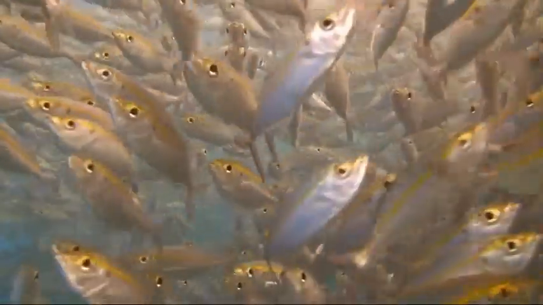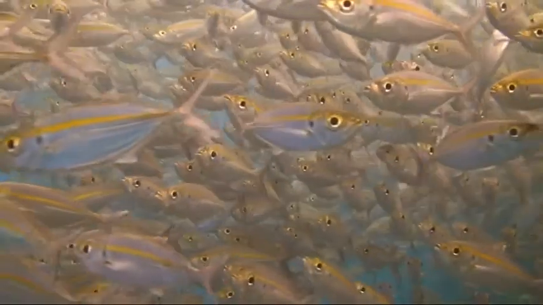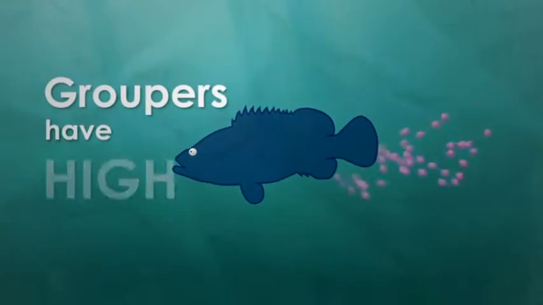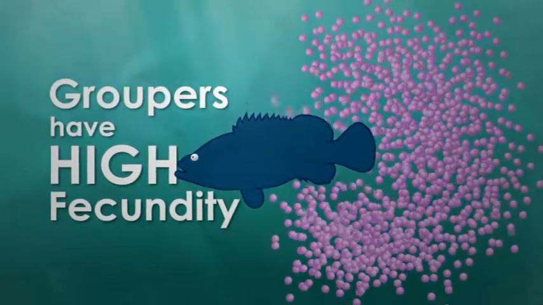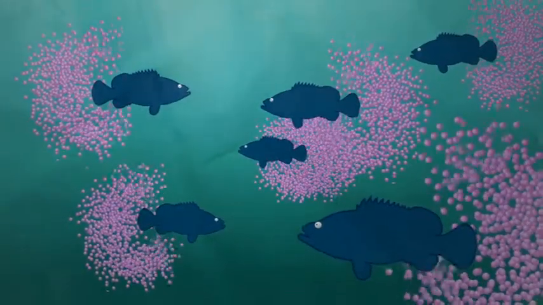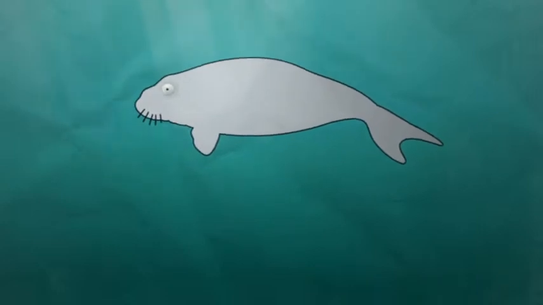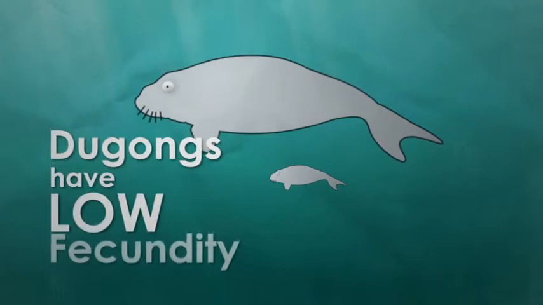Fecundity is the scientific term for the number of eggs an animal can produce. A highly fecund species produces a large number of eggs. This grouper is an example of an animal that can produce hundreds of thousands of eggs per individual. By contrast, a female dugong gives birth to only one baby every 2 to 3 years. They have a low fecundity.